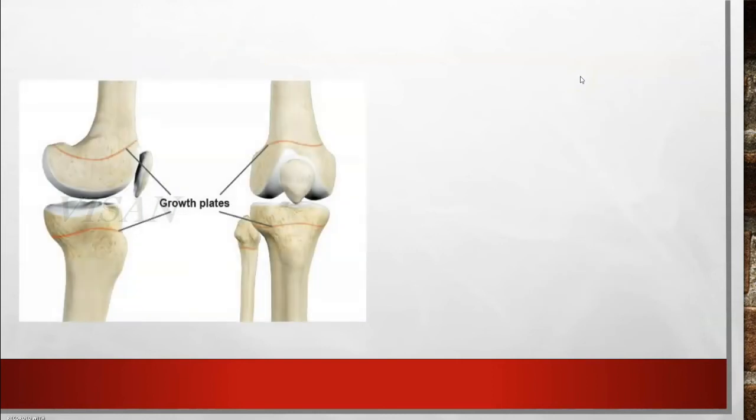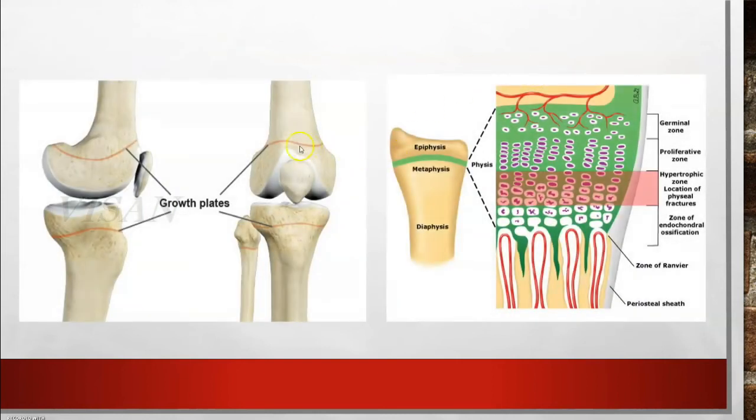This picture shows the junction, the area of the growth plate. So here if we see, this is the basic germinal zone where the cells are divided, which get matured and finally convert into bone.